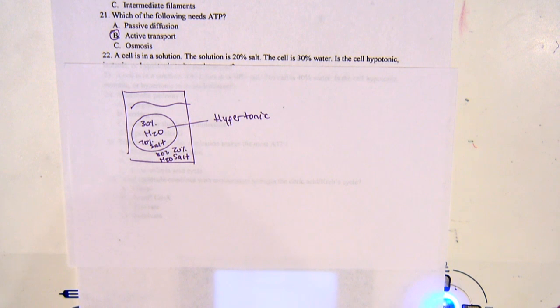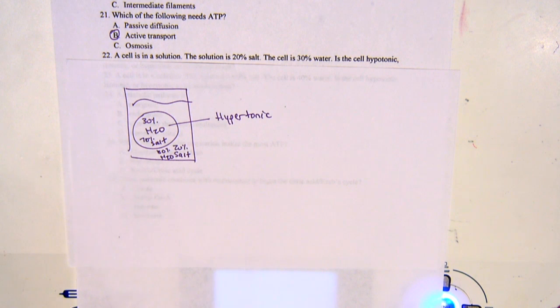So if we wanted to, we could look at the environment and see the environment has more water than the cell. That means the environment is hypotonic. If the environment is hypotonic, that means the cell is hypertonic. If something is hypertonic, it will swell because that means water will rush into the cell.